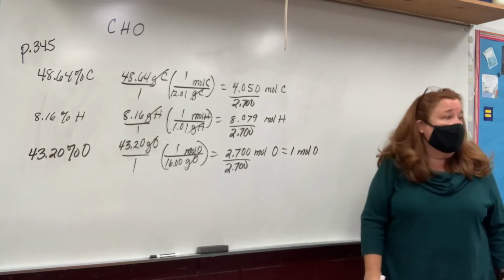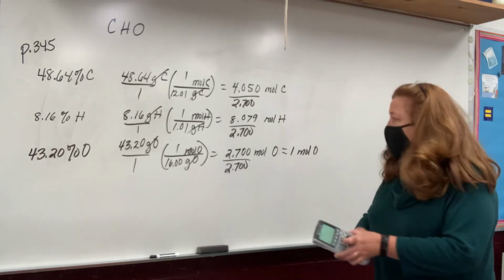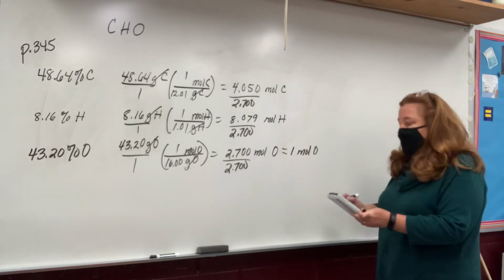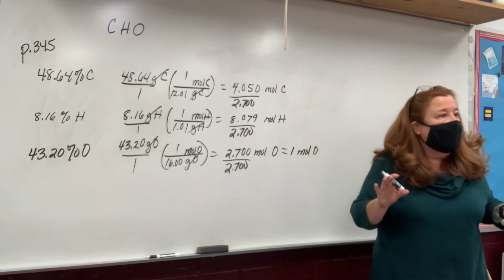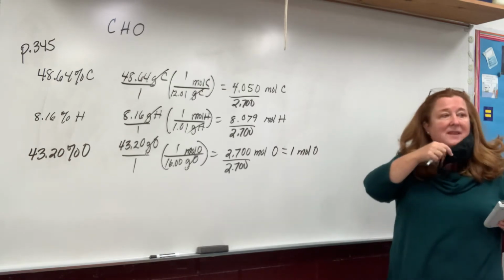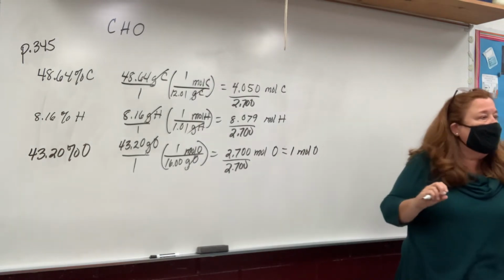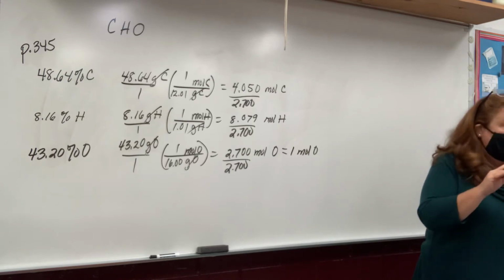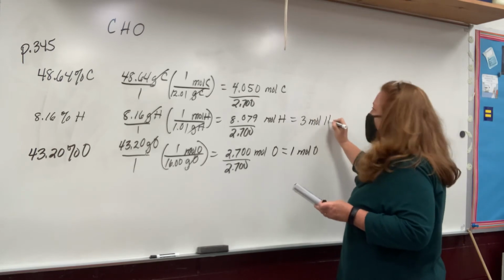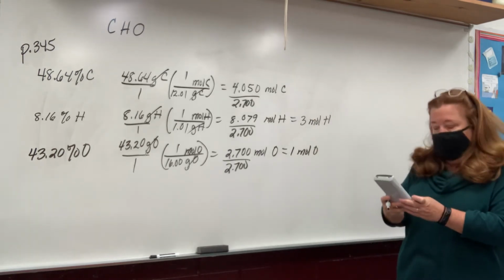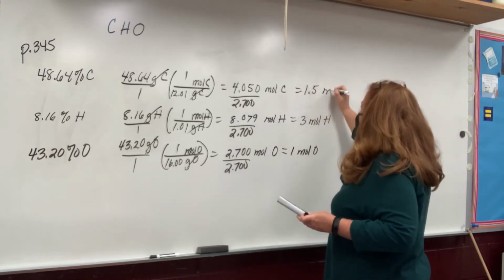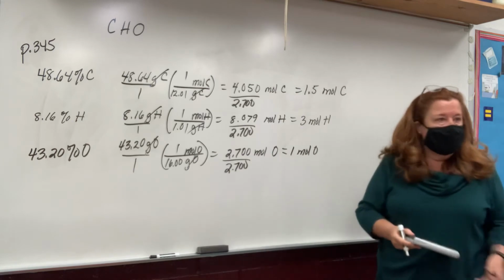I've got 1 mole of oxygen. 8.079 divided by 2.7 is 2.9999, that's enough for me to round to 3. You gotta be real careful with your rounding. When I did this math, I got 2.99, that's enough to round to 3. 2.75 is not enough to round to 3. 2.99, that's good. So this is 3 moles of hydrogen. 4.05 divided by 2.7 is 1.5. 1.5 is not good enough to round.